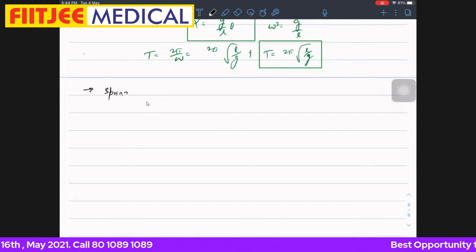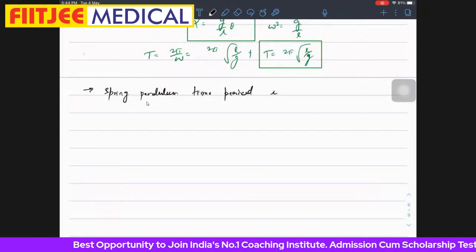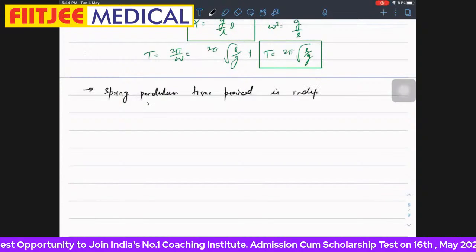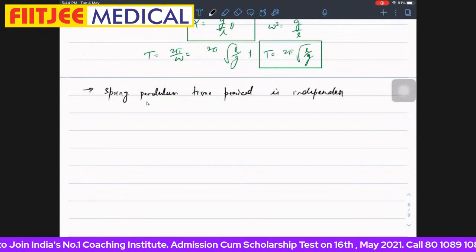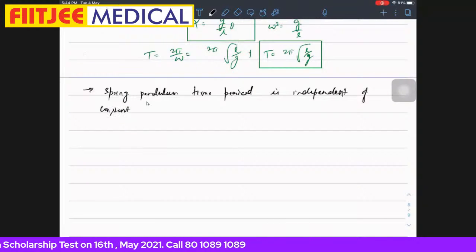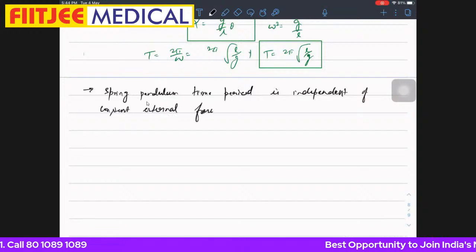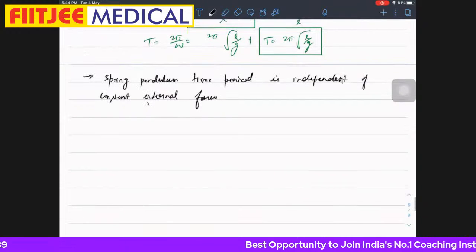a spring pendulum time period is independent of constant external force. Constant external force, what do you mean by that?